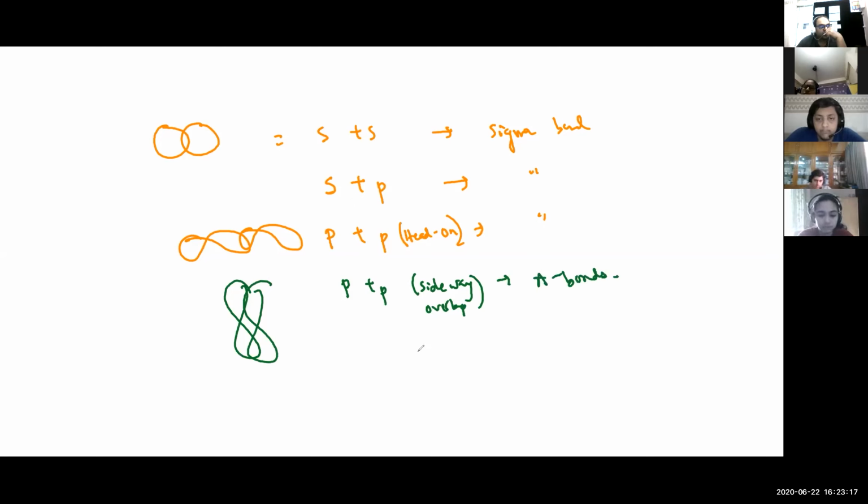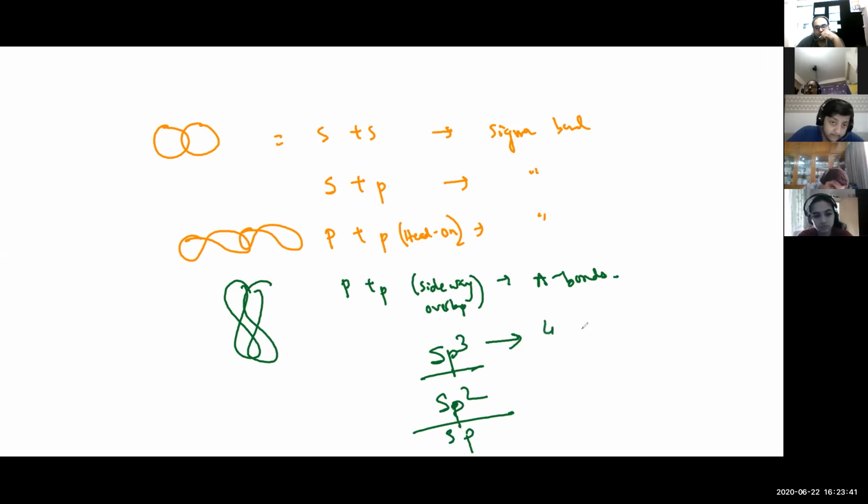For you, sp3 hybridization and sp2 hybridization. sp might also come, but it's highly unlikely it would come. So sp3 has how many orbitals involved? 4 orbitals. sp2, 3 orbitals.